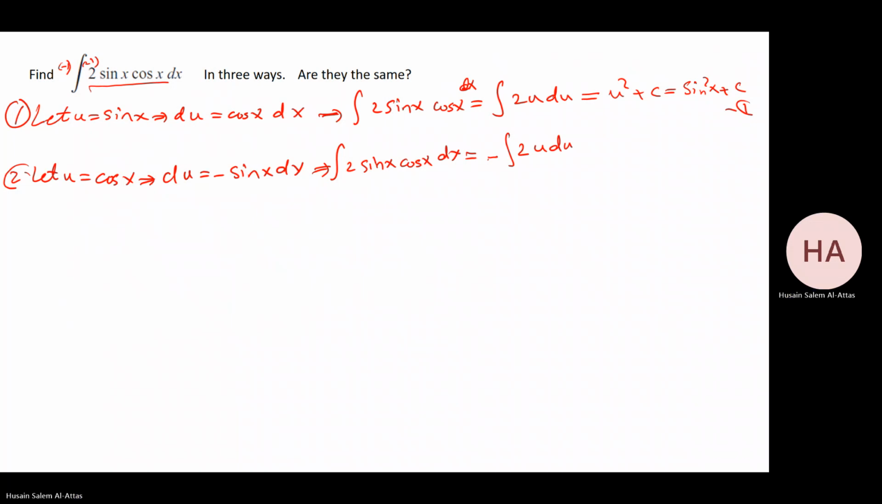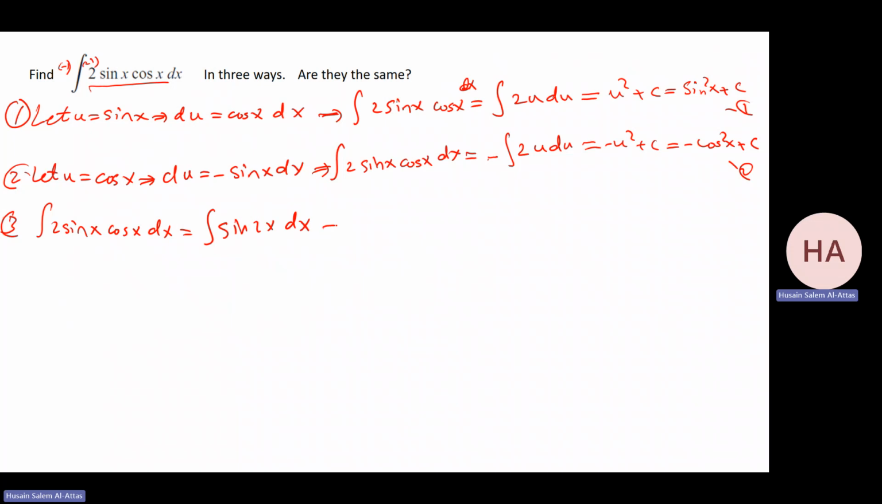Same thing. So that will give me what? Minus u squared plus c, which is minus cosine square x plus c. This is number 2. The third way, let u, no, don't let u. This integral is sine 2x dx.